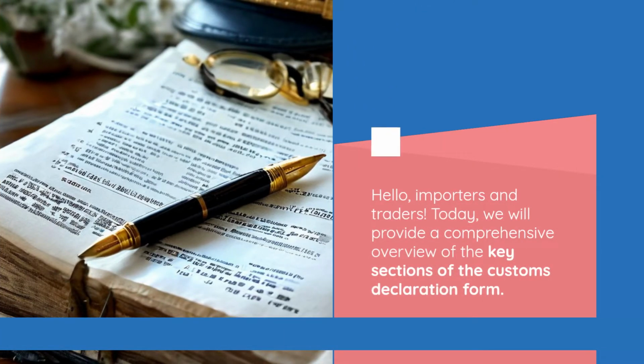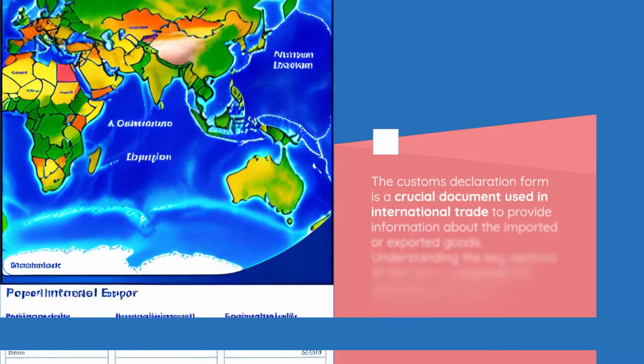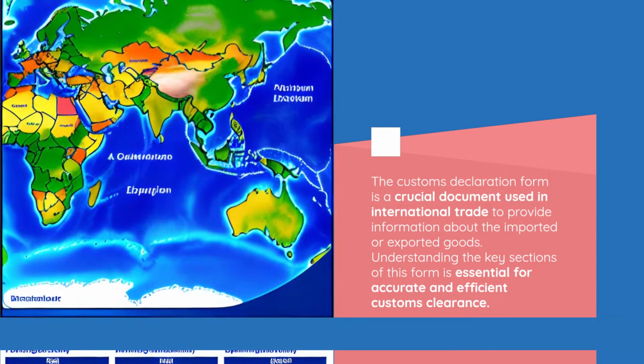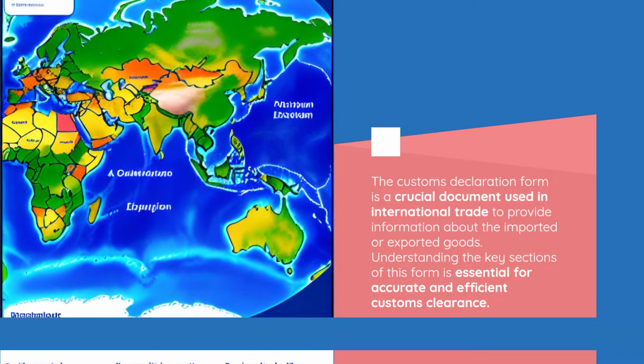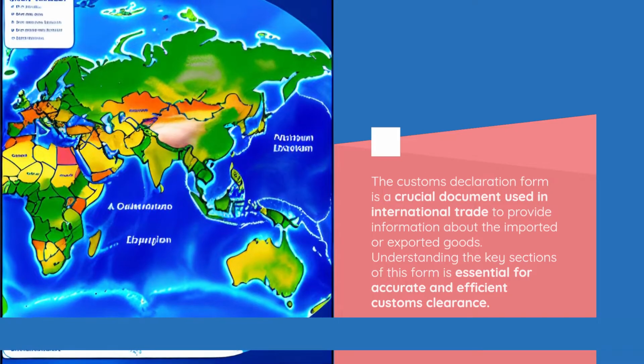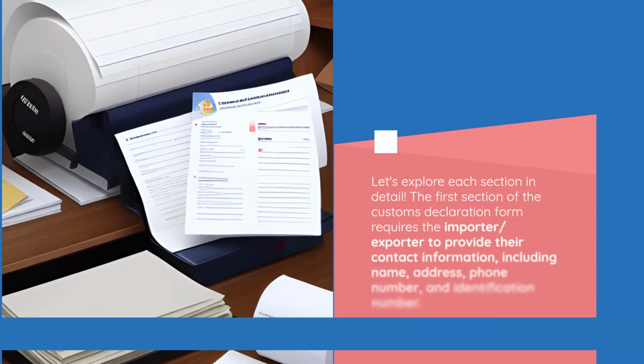Hello, importers and traders. Today, we will provide a comprehensive overview of the key sections of the Customs Declaration Form. The Customs Declaration Form is a crucial document used in international trade to provide information about the imported or exported goods. Understanding the key sections of this form is essential for accurate and efficient customs clearance. Let's explore each section in detail.